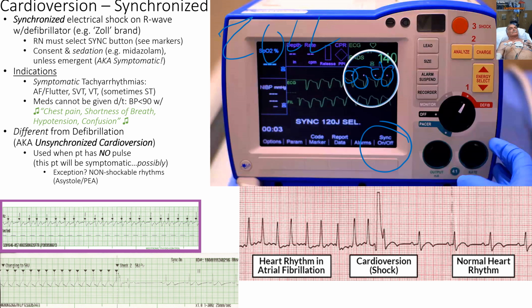So indications for synchronized cardioversion in general are fast AFib, fast A-flutter, but also any really fast tachyarrhythmia. A rhythm that's so fast it's not letting the chambers fill up with blood, so they're getting chest pain, shortness of breath. The key one is hypotension. If the blood pressure is less than 90, we can't give rate control medications anymore.